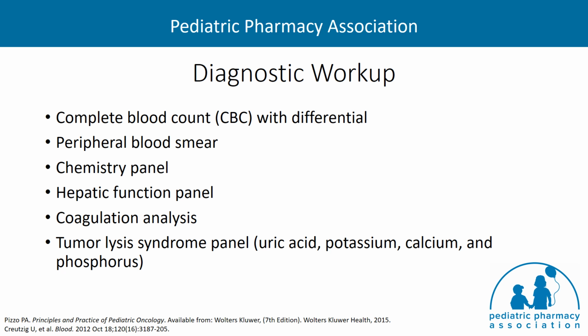In addition to those two labs, a chemistry panel, hepatic function panel, as well as a coagulation analysis panel will be sent off based on the malignant disease that we think is likely occurring within the patient, and to also help inform us of any tumor lysis syndrome that's occurring, which we'll talk about in the next couple of slides, specifically looking for uric acid changes, potassium, calcium, as well as phosphorus changes.